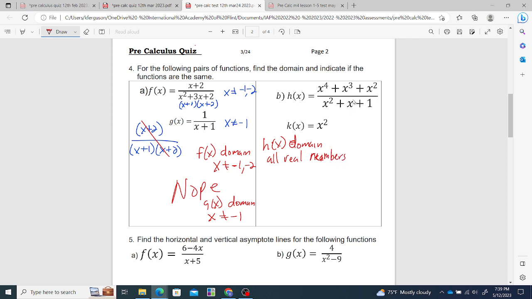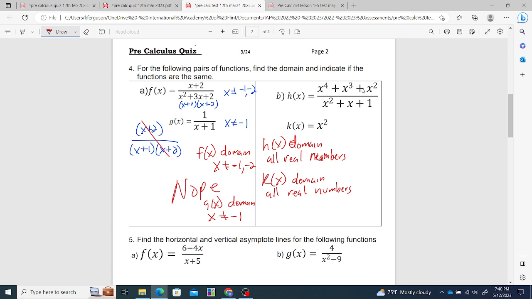If I start putting in i's and radical things, maybe I could find a way to get 0 in the denominator, but we're talking about real numbers, so i's don't count. And if I say, what is the k of x domain? Well, there's no restriction, there's no fraction, so I can put in whatever x's I want. So all real numbers. So that's the first hump, is that the domains are the same.